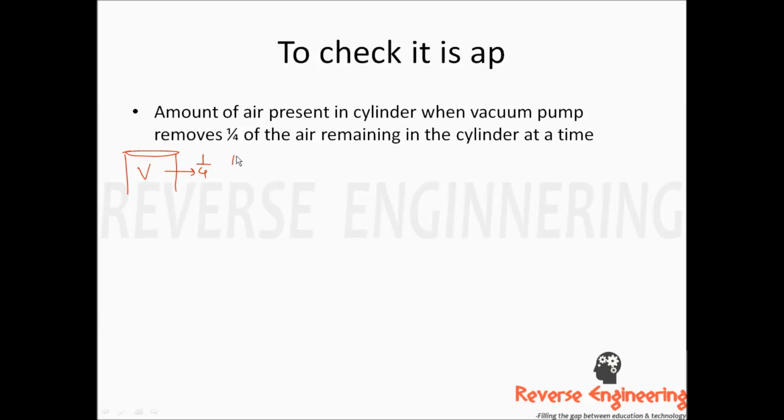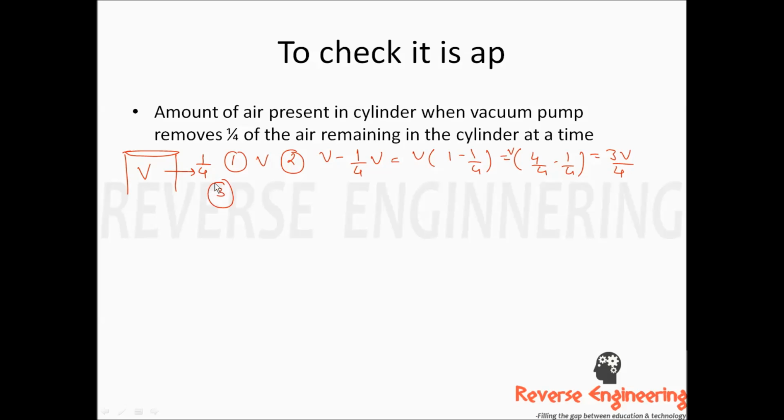So initially the volume is V. After 1/4 of the volume is removed from the cylinder, the remaining volume will be V minus 1/4 of V. To solve this, I will take V common, and 1 minus 1/4. If we do the LCM, V is common here, 4 by 4 minus 1 by 4. Answer is 3 by 4. So the final answer will be 3V by 4. So after the first process, the volume remaining in the cylinder is 3 by 4 V.